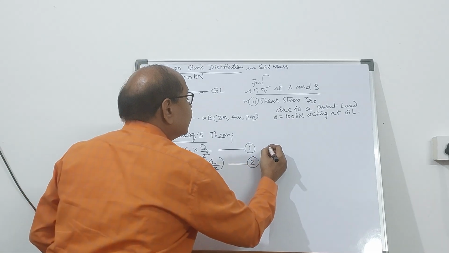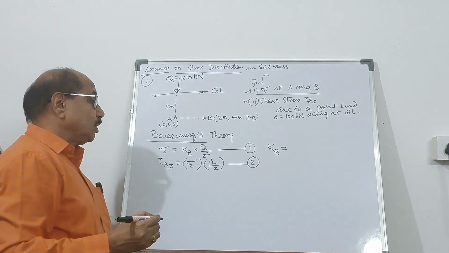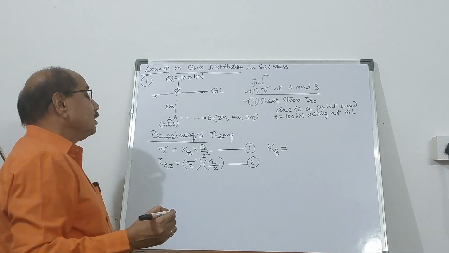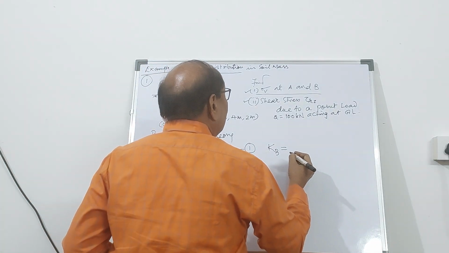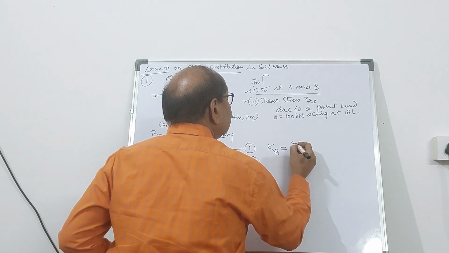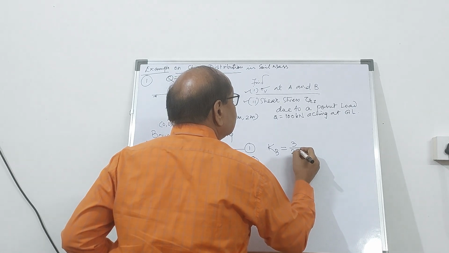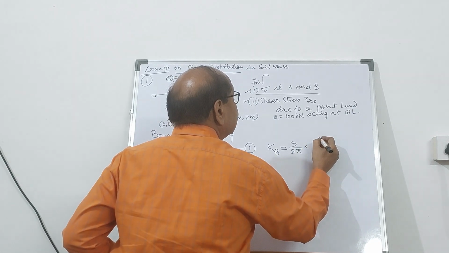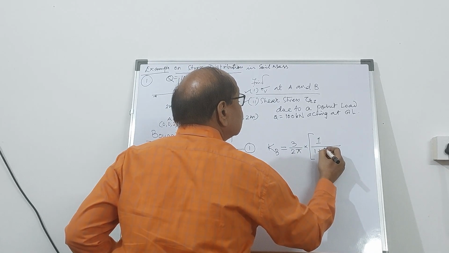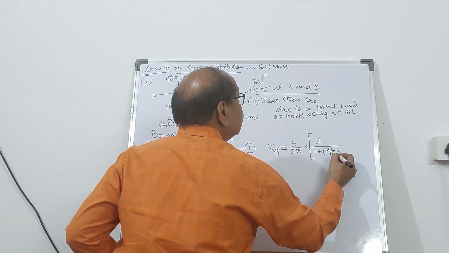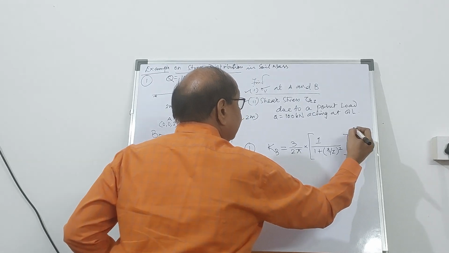Now what is Kb? Kb, as I have already explained in the previous video, is the Boussinesq coefficient, and that's given as, all of you know, 3 divided by 2 pi multiplied by 1 upon 1 plus r upon z whole square raised to power 5 by 2.